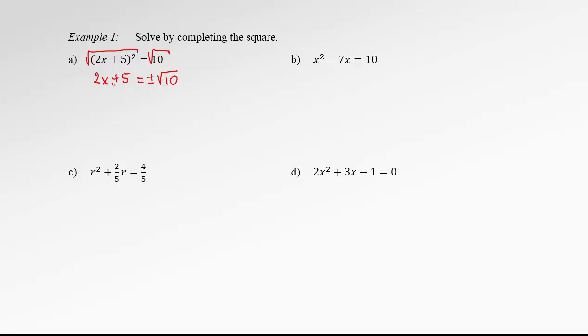And now to finish the question, we just need to solve this linear equation. So move the 5 over, -5 plus minus root 10, and divide by 2. So x by itself is -5 plus or minus root 10 over 2. Those are the two possible answers. In the second example, we don't have the perfect square. We have two terms with x's.